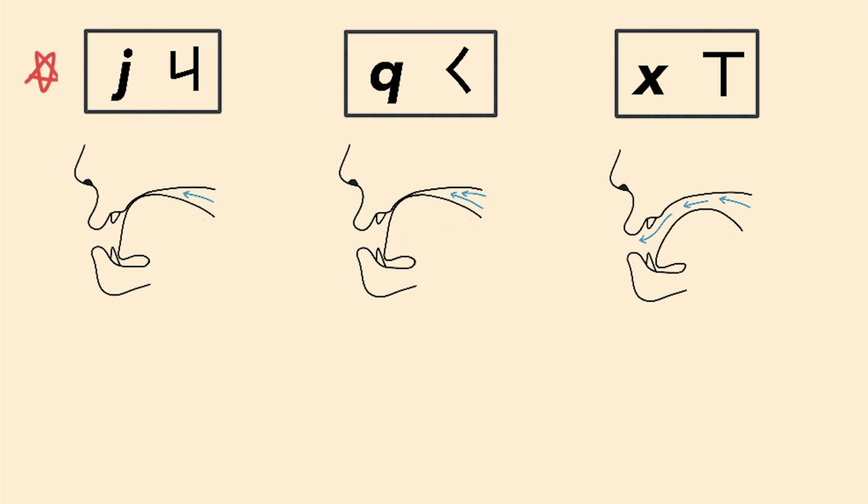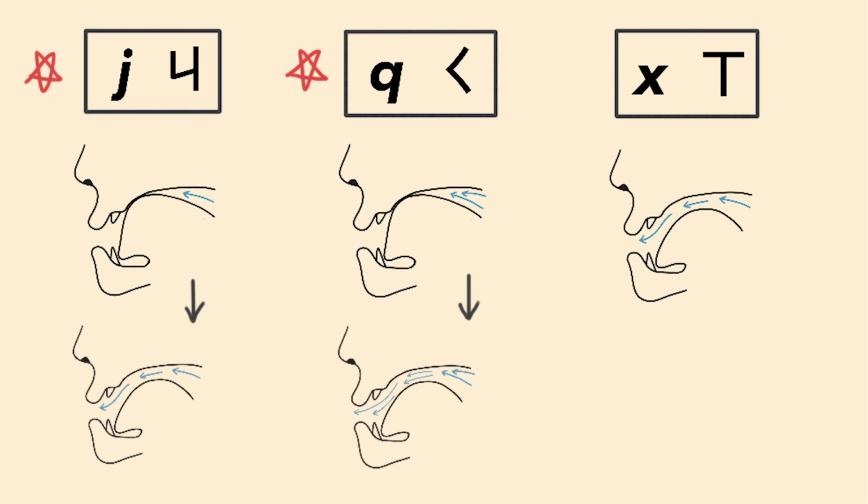But when you pronounce 鸡 and qi, you have to let the front part of your tongue stick to the roof of your mouth to block the air first, and then let the air out. The difference between 鸡 and qi is that qi is aspirated and ji is not. So when pronouncing qi, you need to exhale more strongly.